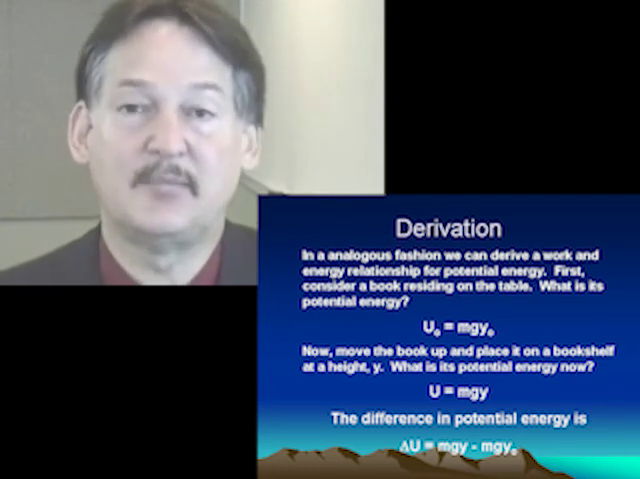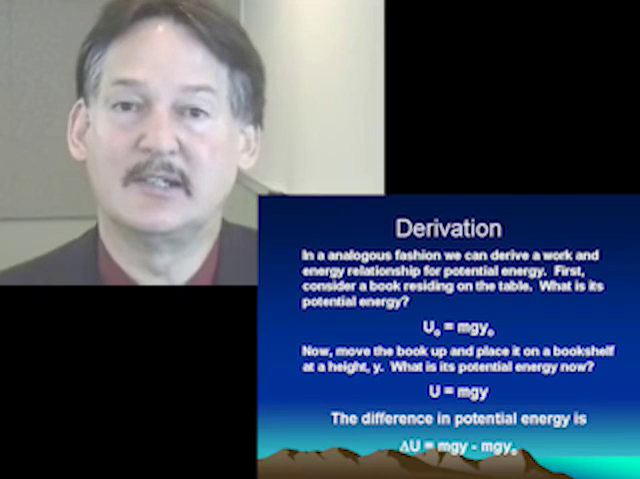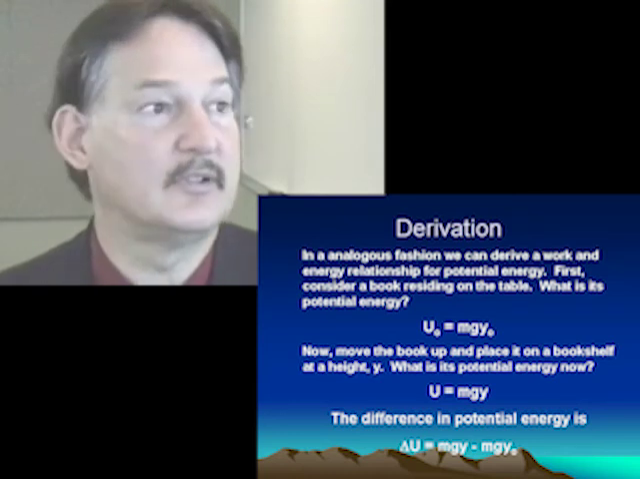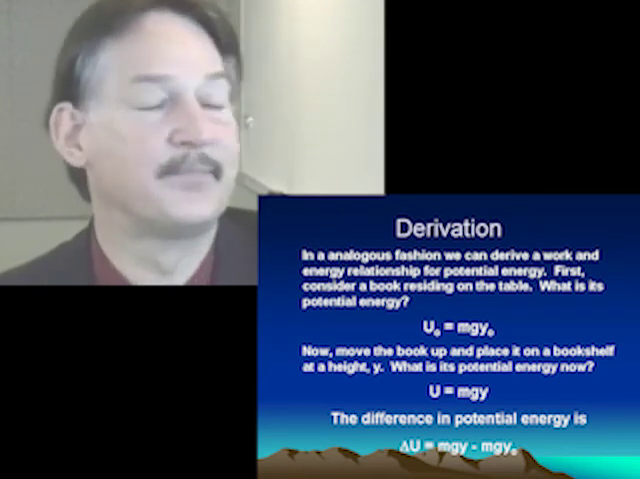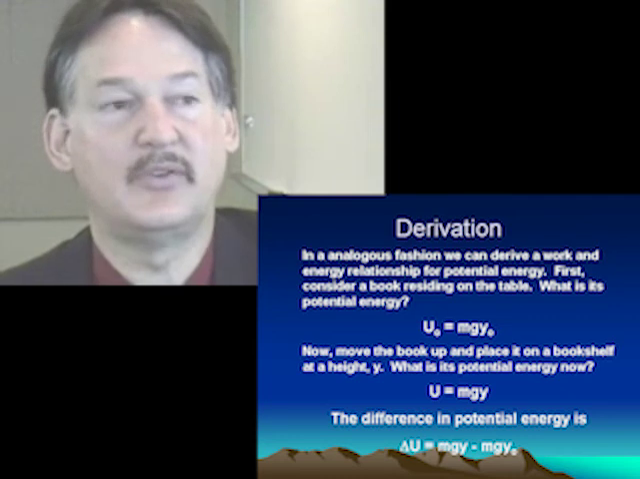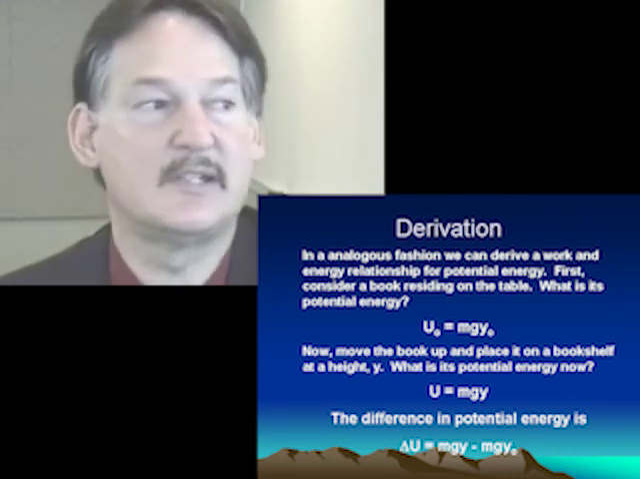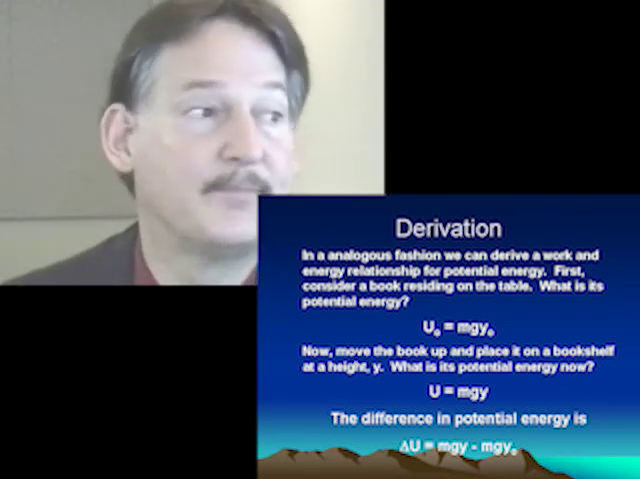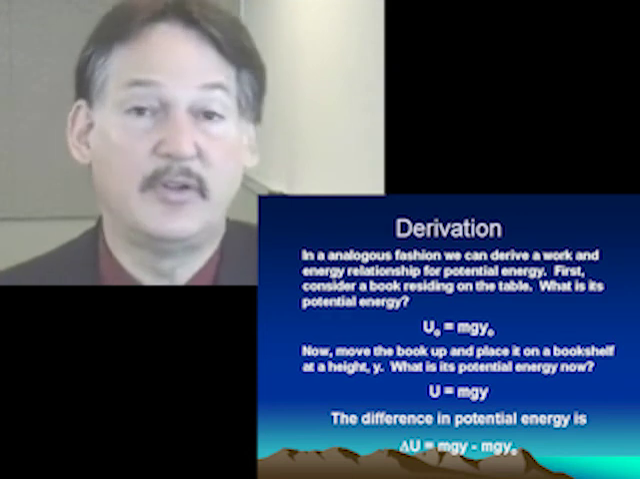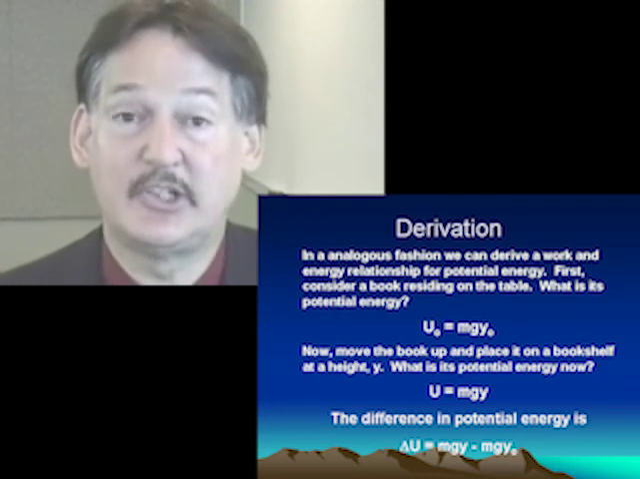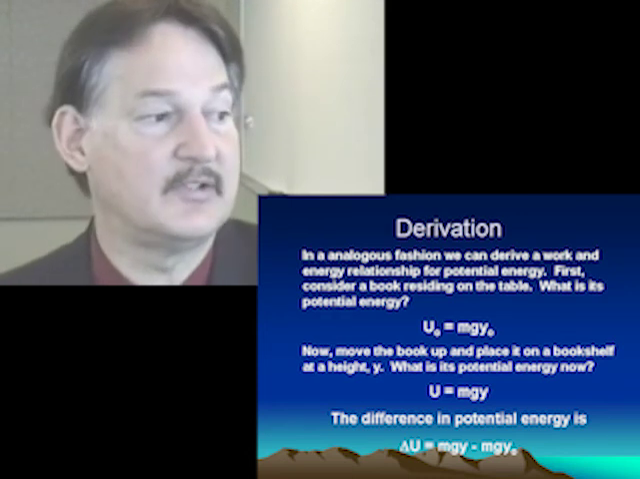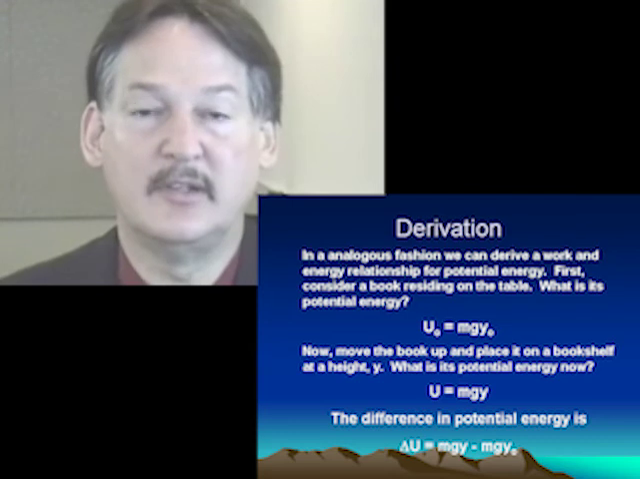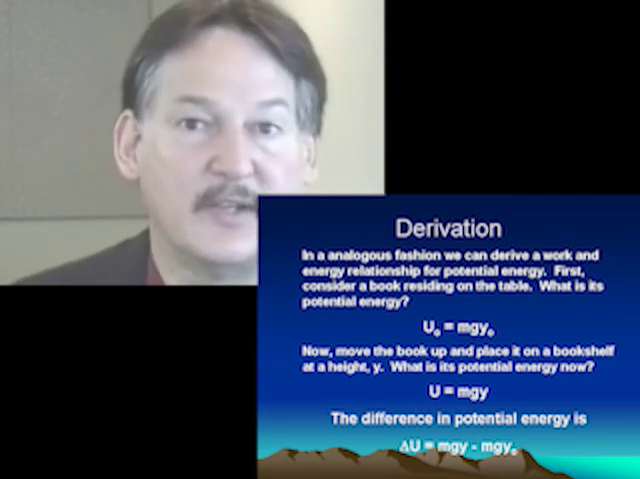If then we take that book and we place it slowly onto a higher shelf on a bookshelf to a height y, then we see that the potential energy has increased to mgy, where y is bigger than y0. Therefore, the potential energy has actually changed. We have a potential energy difference. The new value minus the old value.